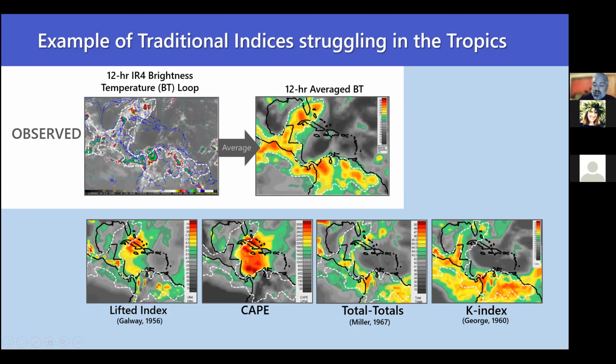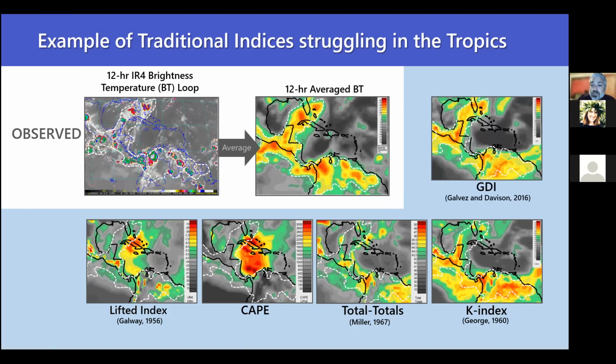So we decided to generate the GDI specifically for the region, and look what we got with the GDI. With the GDI, it basically fits these areas of deep convection much better, and it does capture these areas with less convection better too. And it was also better at suggesting that these high areas of the K were not really going to produce any significant convection. So the GDI, we're very happy with it.